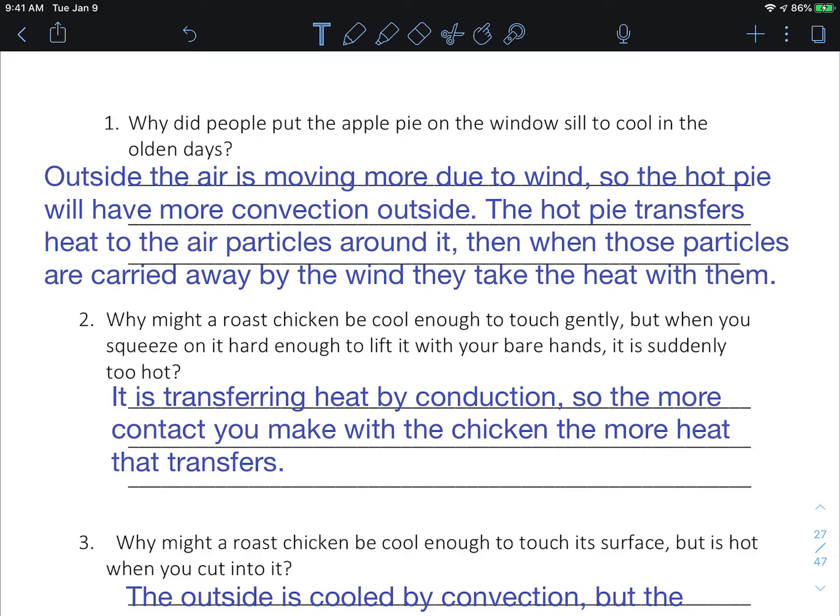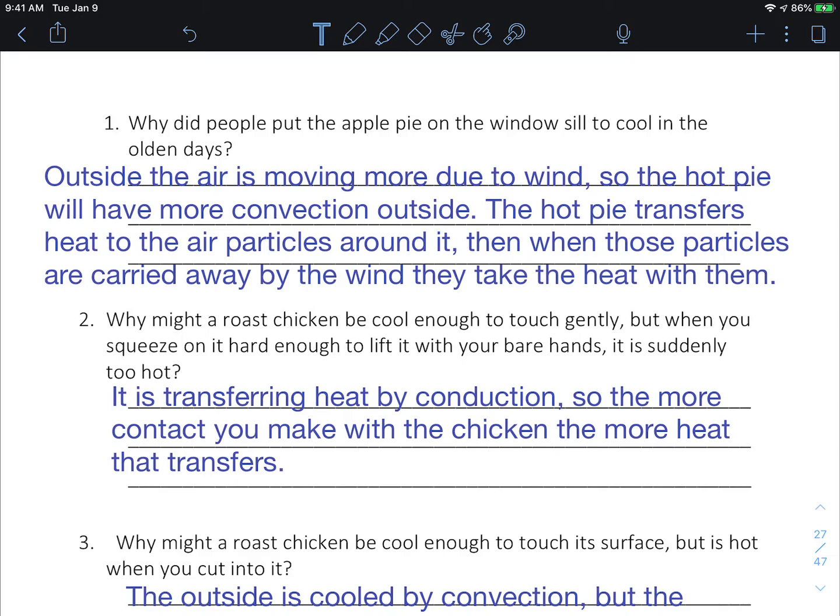So the first question is, why did people put the apple pie on the windowsill to cool in the olden days? This is a classic example that we see in cartoons a lot of the time, especially older cartoons. They would take a hot apple pie or whatever, and they put it out on the windowsill to cool. And one of the reasons we would do that is because wind and air is moving a little bit more freely outside, usually, than inside your house.